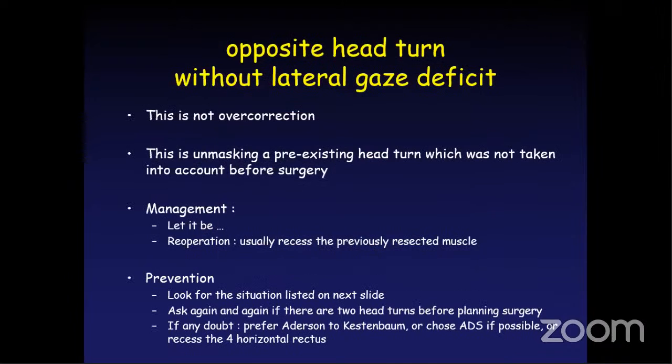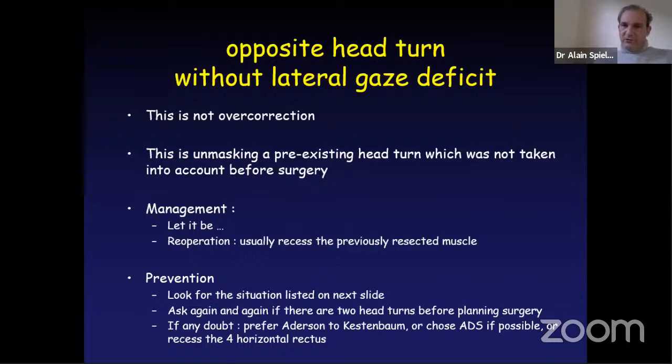You can also have an opposite head turn after surgery, but without lateral gaze deficit. And in my opinion, it is not really overcorrection with too much amount of millimeters of surgery. If this happens, this is usually unmasking a pre-existing head turn, which was not taken into account before surgery. If this happens, maybe you can let it be. But if you decide to reoperate, it's usually easy to recess the previously resected muscles.